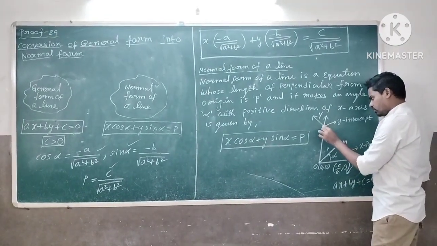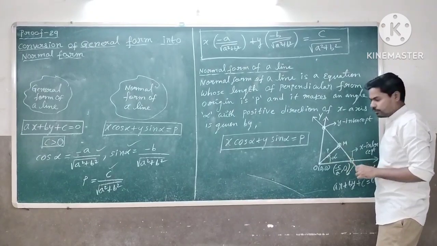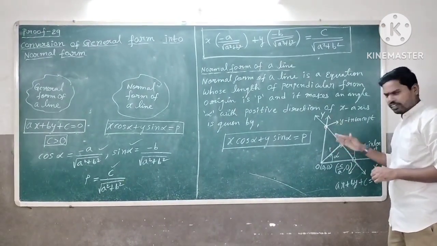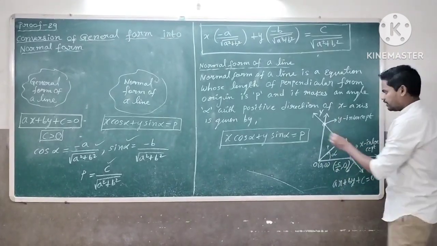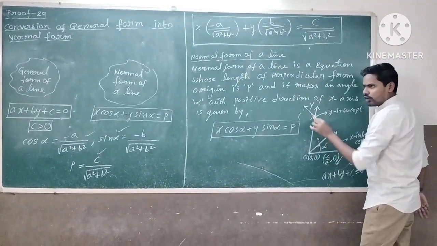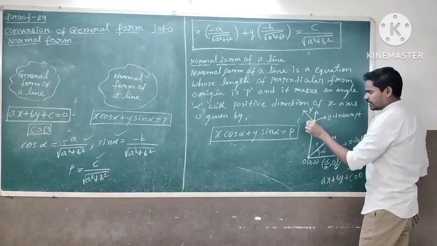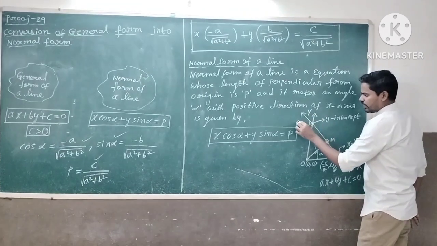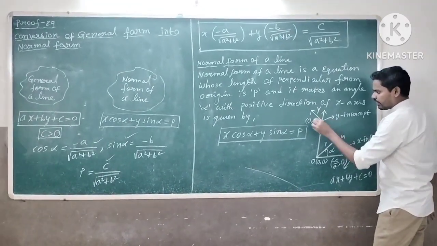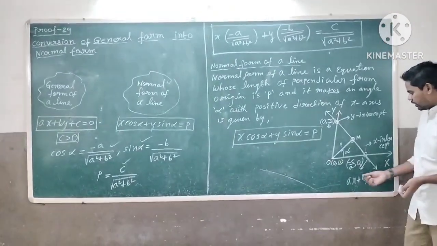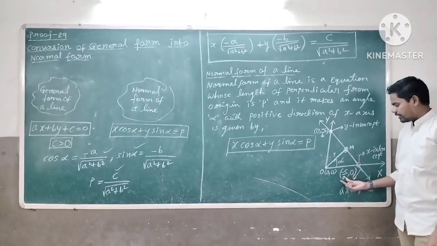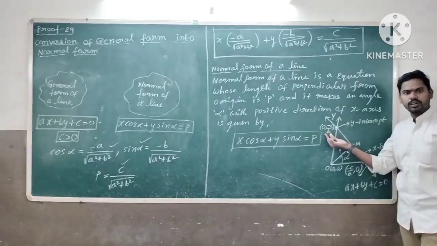And this point is called y-intercept. What is y-intercept? Y-intercept is a point where the line crosses or cuts the y-axis. So whenever the point lies on y-axis, its x coordinate is 0, and what is the y coordinate? Minus c by b. Here minus c by a is called x-intercept. Minus c by b is called y-intercept.